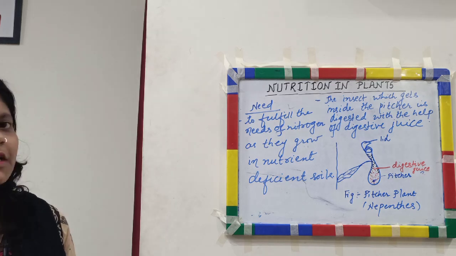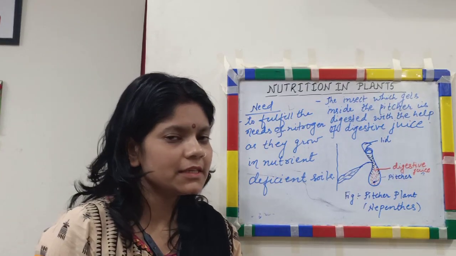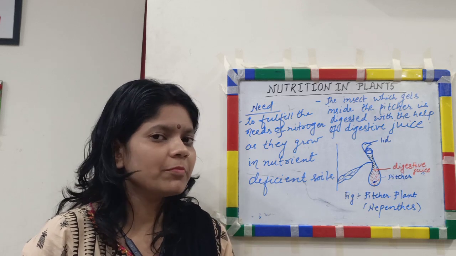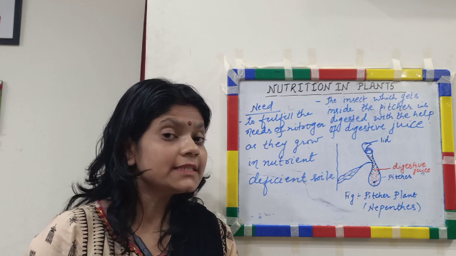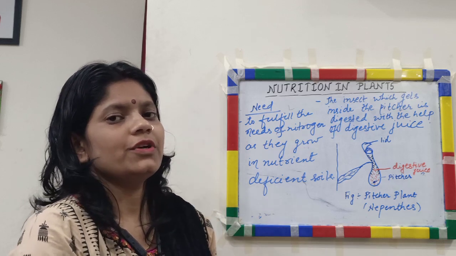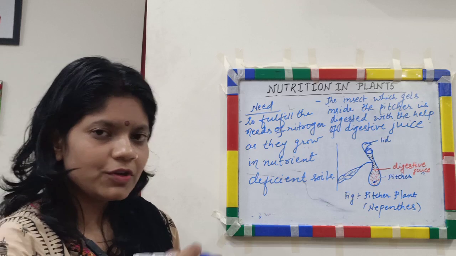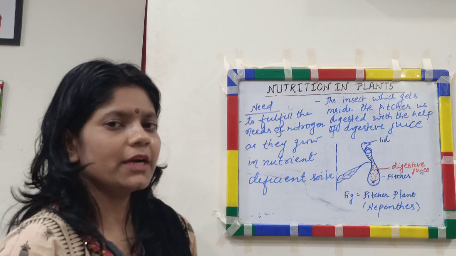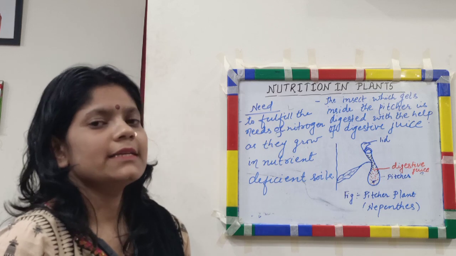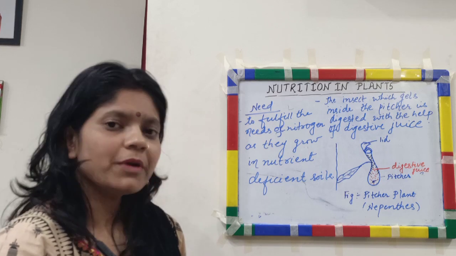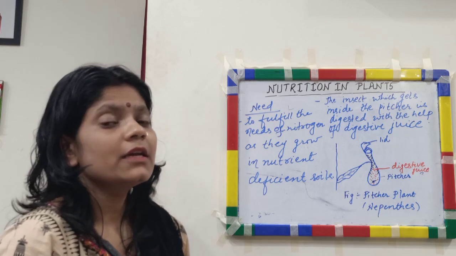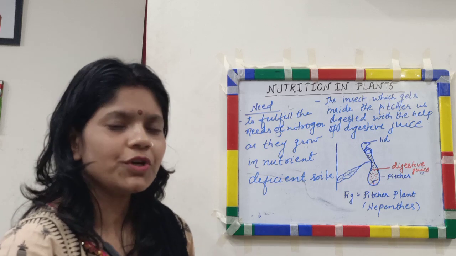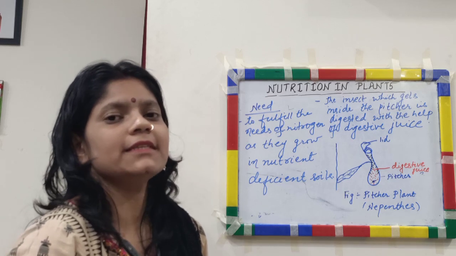Today we have learnt about two topics. One is parasitic nutrition, that is shown by Cuscuta, which does not have chlorophyll pigment. To fulfill its needs of food, it has to develop haustoria to derive nutrition from a host plant. We have also studied another set of plants which have chlorophyll, but still have to depend upon insects because they are growing in nutrient deficient soils. To fulfill their needs for nitrogen, they have to feed on insects.